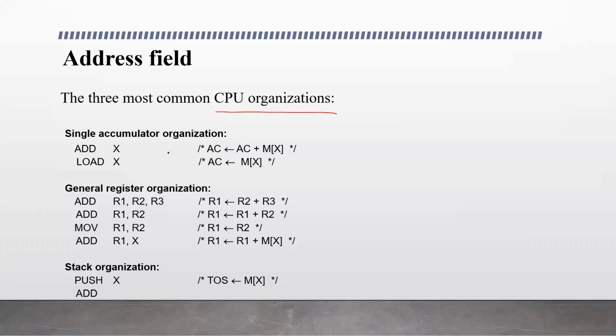Okay, you need to remember that in single accumulator organization, the accumulator is a special purpose register, right? In the CPU, we have a special register called the accumulator, and that is used for performing any operation. One operand will be, one data will be there in the accumulator. We don't need to specify that explicitly.